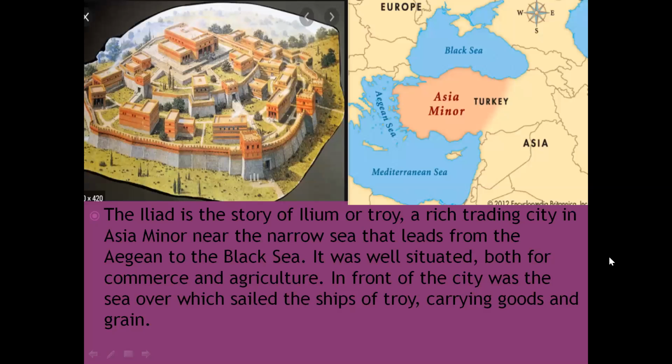The Iliad is the story of Ilium or Troy, a rich trading city in Asia Minor near the narrow sea that leads from the Aegean to the Black Sea. It was well situated both for commerce and agriculture. In front of the city was the sea, over which sailed the ships of Troy, carrying goods and grain. Yes, you can see the picture of the city of Troy here.